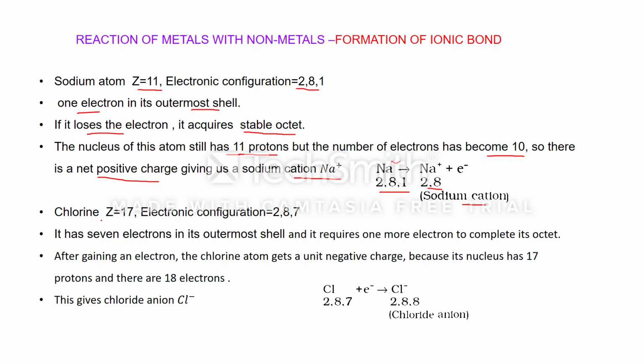On the other hand, a non-metal chlorine having atomic number 17, electronic configuration is 2, 8, 7. It has 7 electrons in its outermost shell and requires one more electron to complete its octet. After gaining an electron, the chlorine atom gets a unit negative charge because its nucleus has 17 protons and there are 18 electrons. This gives chloride anion Cl minus. When chlorine gains one electron, it converts into Cl minus, chloride ion. Electronic configuration becomes 2, 8, 8.